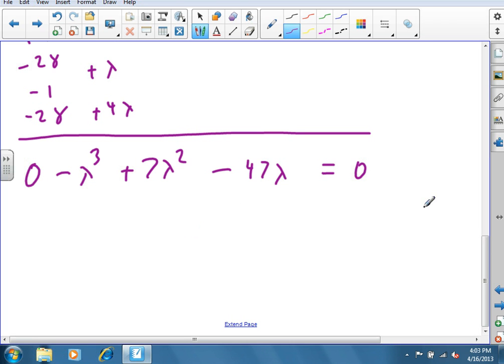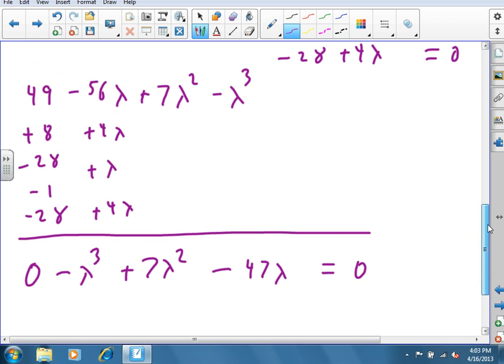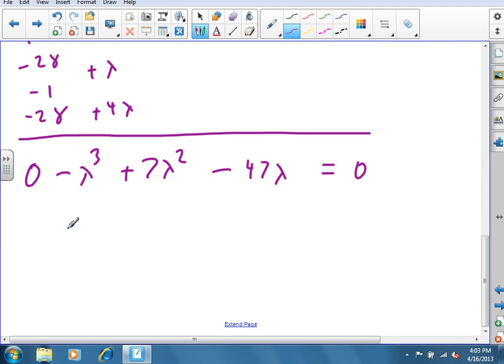I don't like this 47 though. 56 minus 4 minus 1 minus 4. 47. 47 is a prime number, isn't it? It is? That sucks. Lambda times minus lambda squared plus 7 lambda minus 47 equals 0.